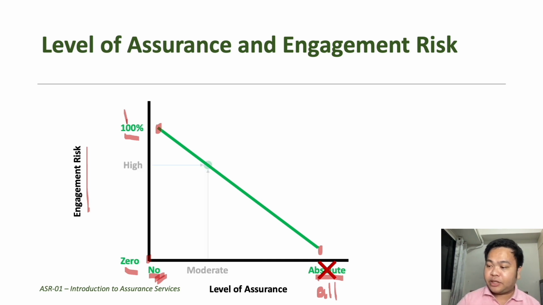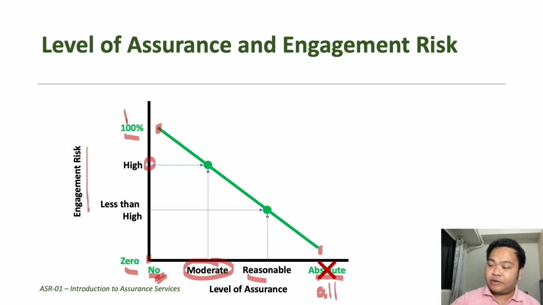So one, we have moderate assurance. Moderate assurance will result to high level of risk, because the assumption is that we will be performing less procedures and therefore the risk is still high. If we perform more procedures, then we can provide reasonable assurance and the related risk will be less than high. Okay? But not zero, because we mentioned earlier that practically we cannot provide absolute assurance.